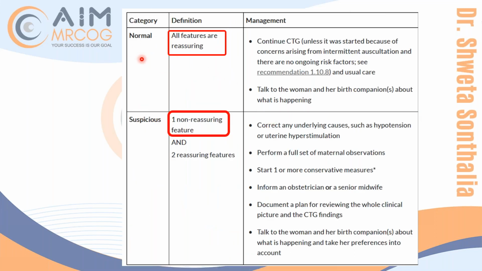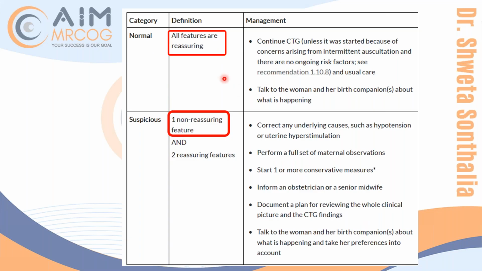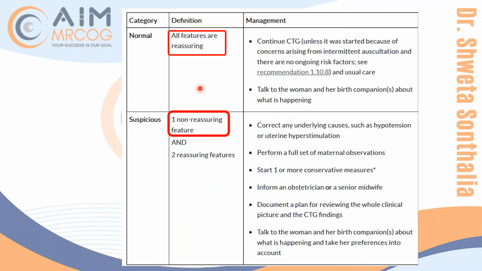Okay, so normal. Now to categorize CTG, what is normal? All features reassuring is normal, right? So all features are reassuring means the baby's heartbeat is between 110 to 160, variability is 5 to 25, there is either no deceleration or early deceleration or variable with no concern for 90 minutes. What is suspicious? If one non-reassuring, it becomes suspicious. So either the baseline or the variability or any kind of deceleration, it becomes suspicious.